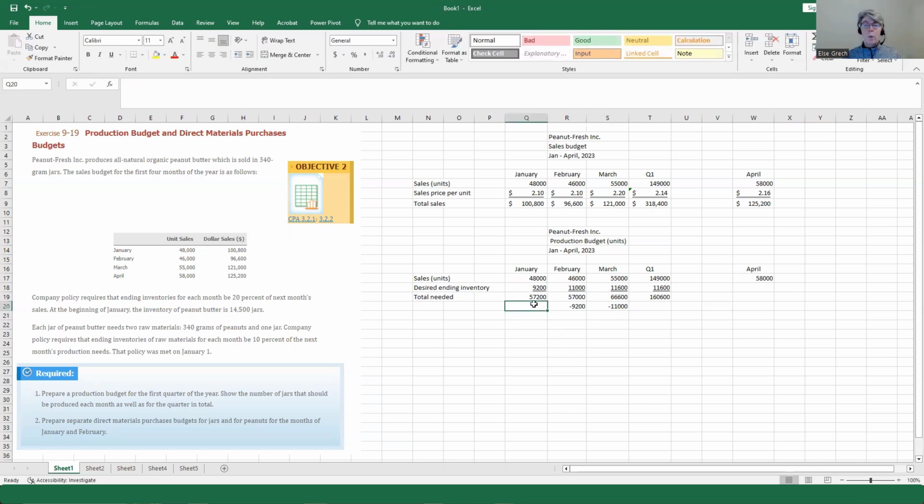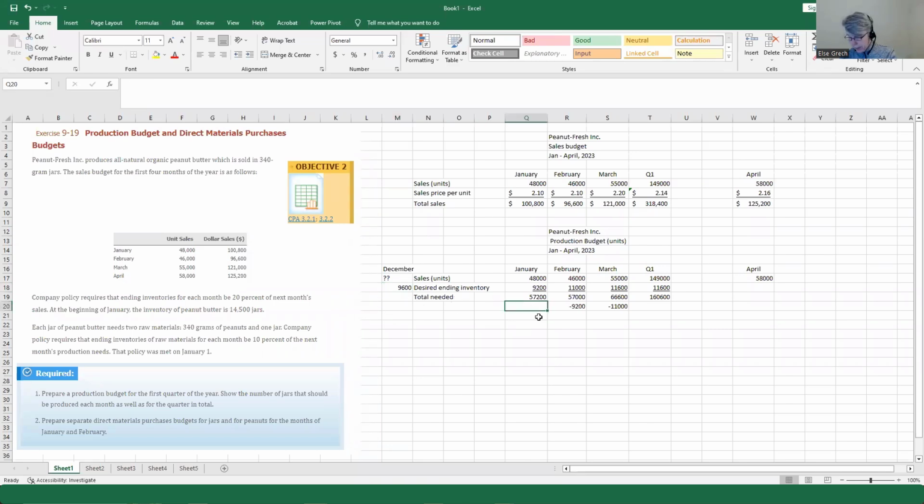Okay, so what is my opening inventory for January? Because I don't have that. But you've got to think, if we did December over here, I wouldn't know what this is. This would be question marks, but I know that this would be 20% of January. So I know December is 20% of January.